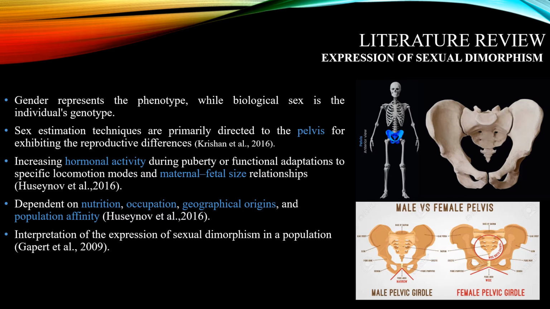The coxa appears to be one of the most reliable bones of the human skeleton to determine sex, for exhibiting the reproductive differences and allowing for parturition in females. These shape changes could be explained by increasing hormonal activity during puberty or functional adaptations to specific locomotion modes and maternal-fetal size relationships. Furthermore, these morphological differences strongly depend on nutrition, occupations, geographical origins, and population affinity.